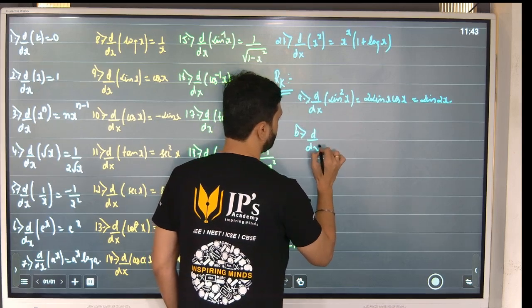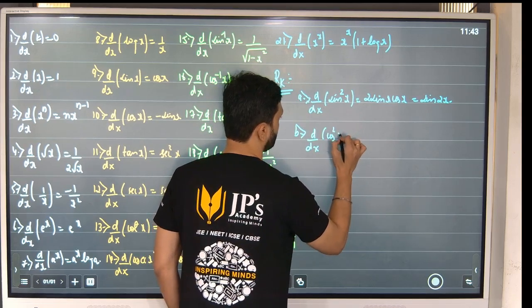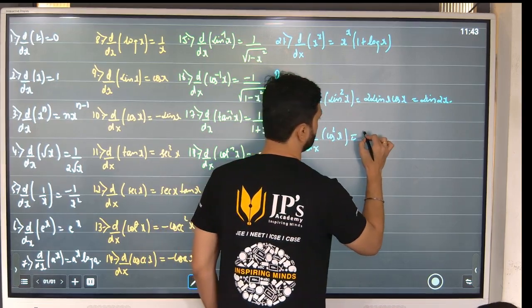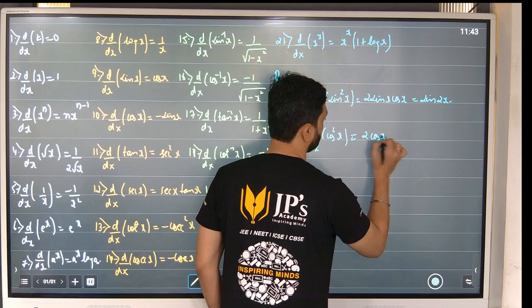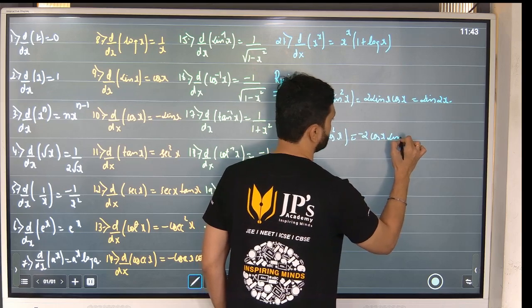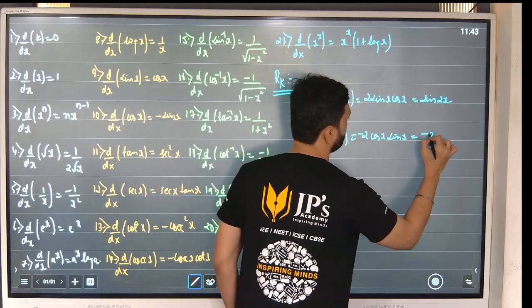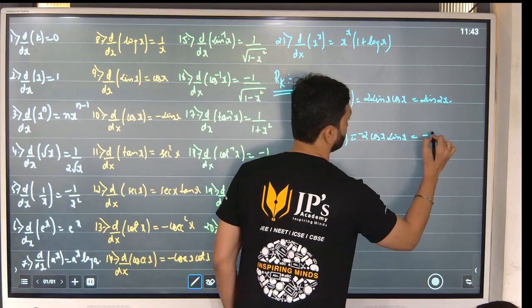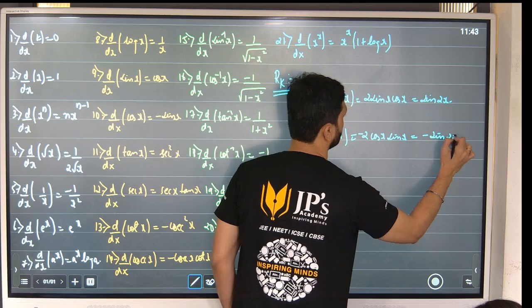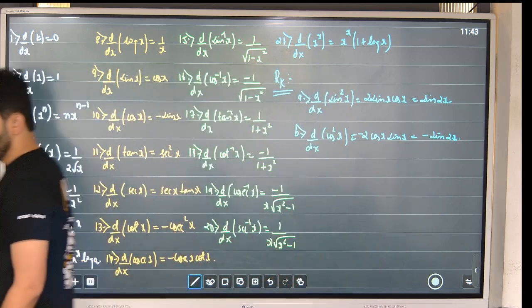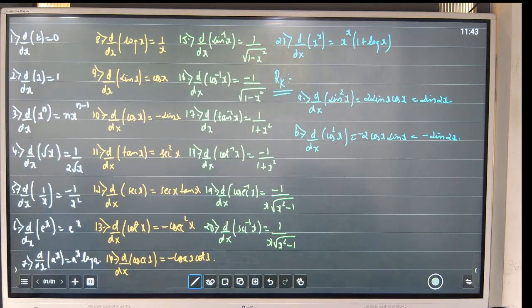dy/dx of cos square x is equal to 2 cos x into minus sin x, which is equal to minus sin 2x. So these are the required set of formulas for your whole of differentiation. Now, a lot of formulas. In case we have missed any formula, obviously we'll be writing those set of formulas.